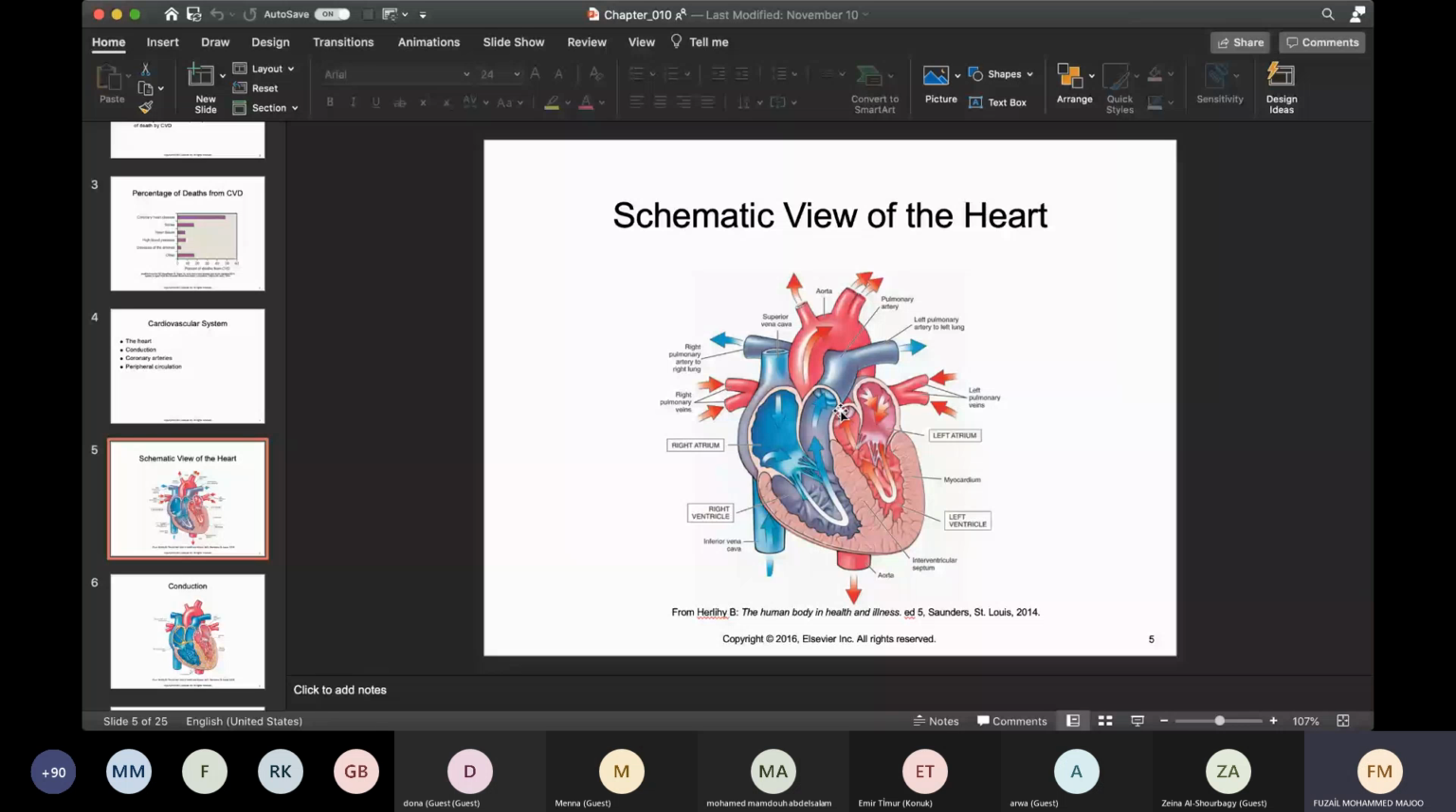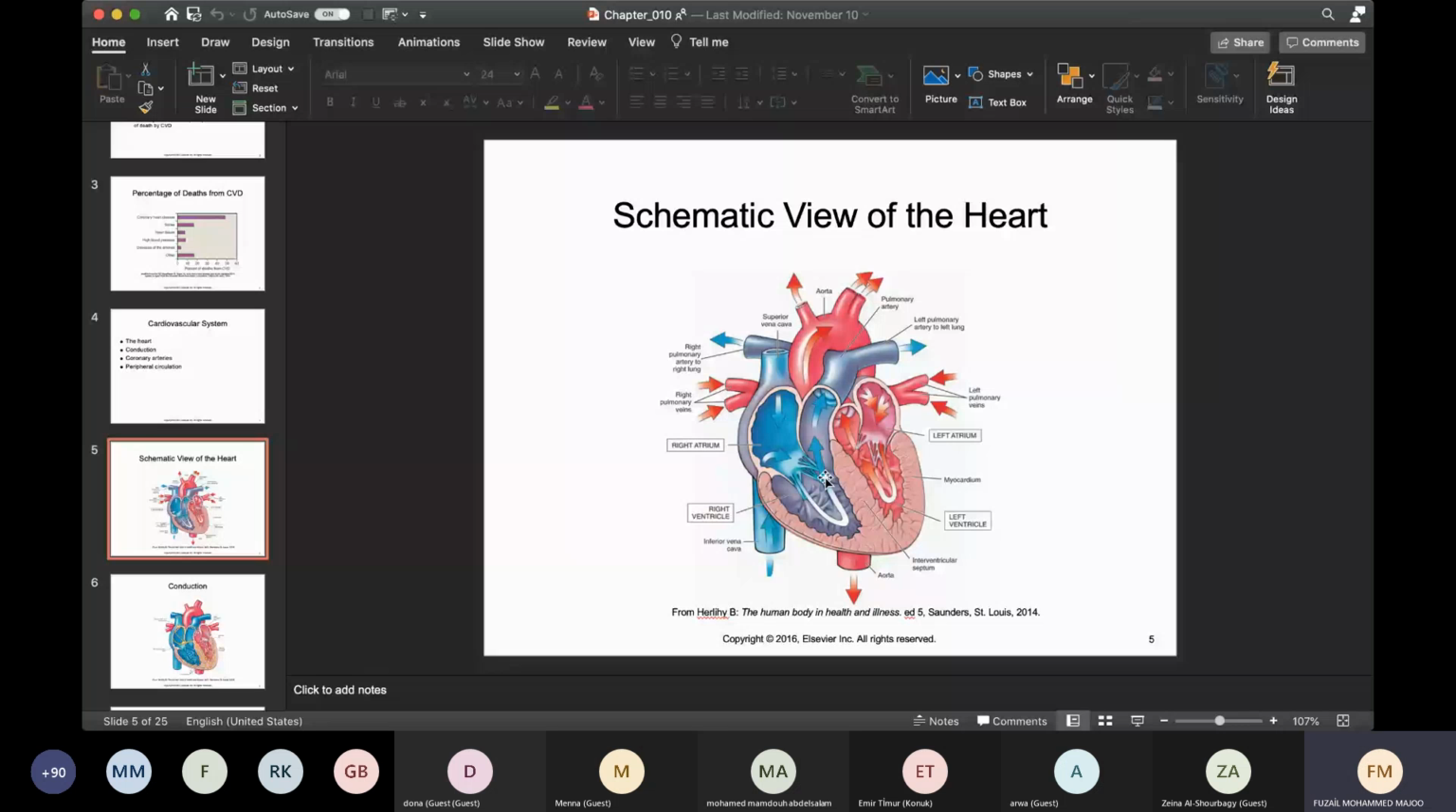So what do we have here? Right atrium, right ventricle, left atrium, left ventricle. Between the right atrium and the right ventricle, if you look over here, 1, 2, 3, there are tricuspid valves that you have over here. And if you look over here between the left atrium and the left ventricle, you have the bicuspid valve, also called the mitral valve, okay? Be sure you're taking notes.